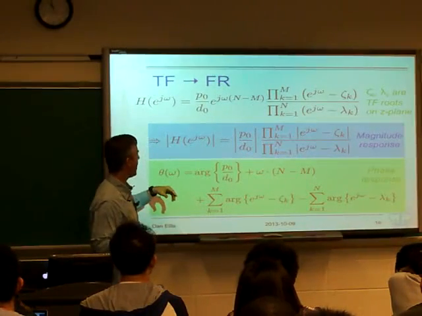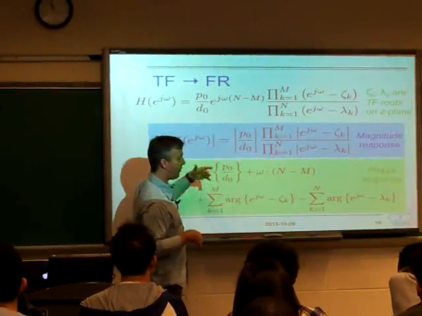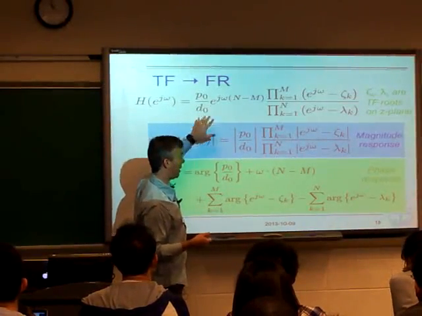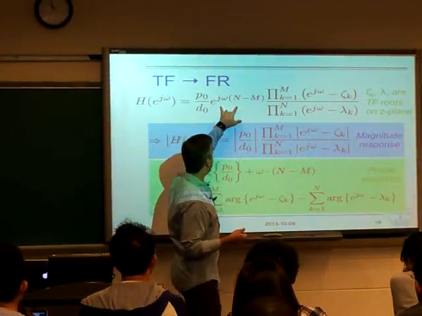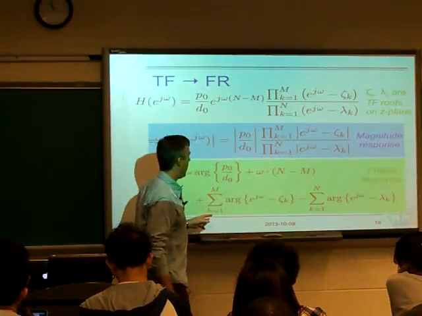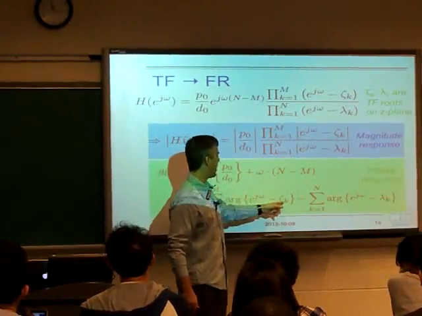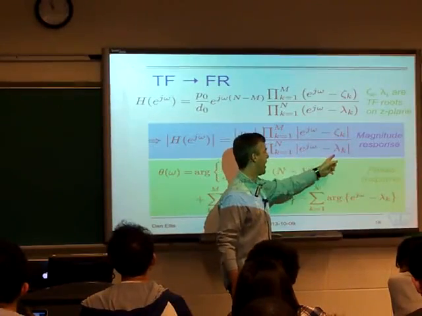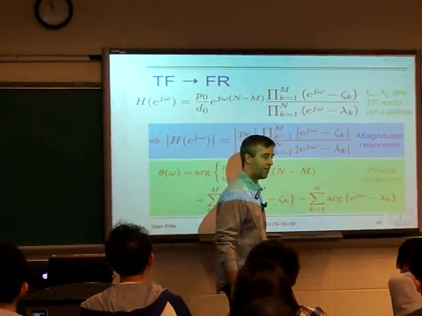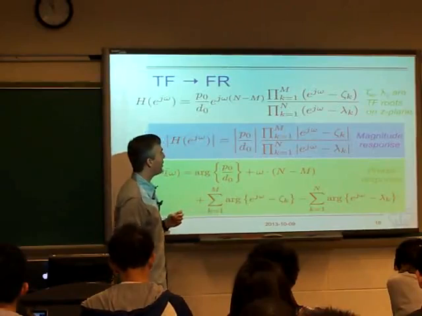And then we can also take the phase. This is a product of a bunch of terms, so the phase is just additive. It'll be the phase of the constant term, which is typically real, so has a phase of 0. The phase of this pure phase term is just omega (n minus m). And then summing up the phase of each of these e to the j omega minus zeta k terms, and subtracting out the phase of each of these e to the j omega minus lambda k terms. That's just how it works when you build up something like this out of a bunch of complex factors.